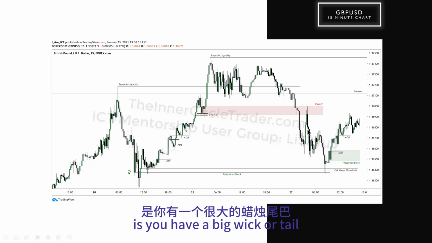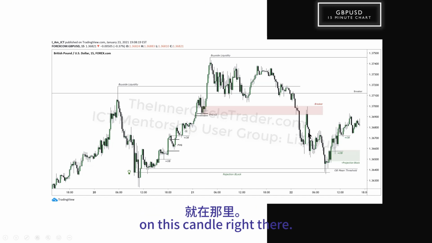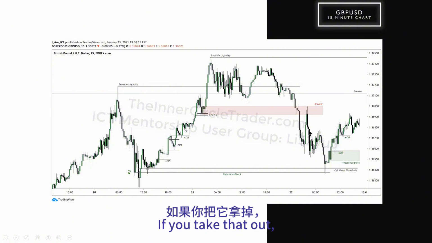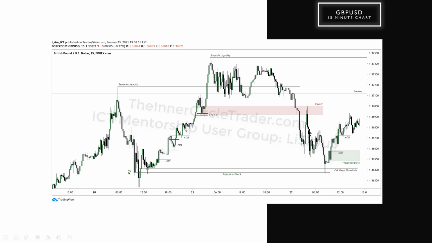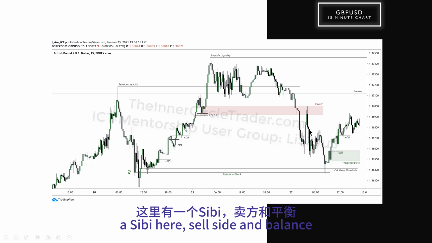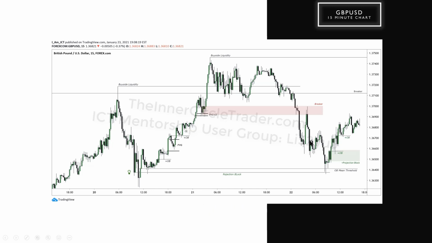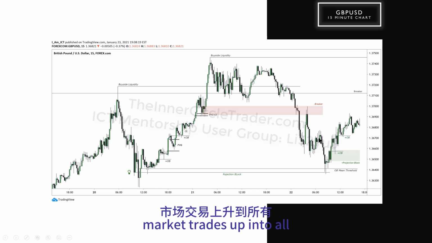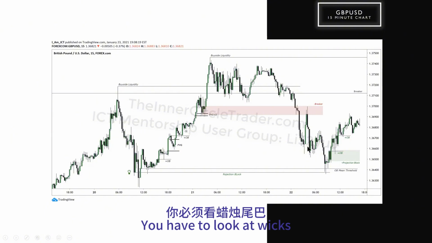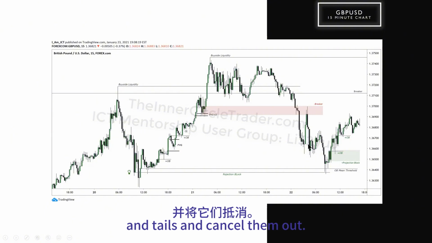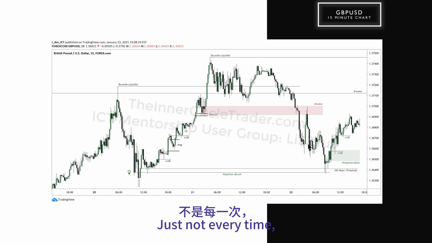Well, what you have here is a big wick or tail on this candle right there. If you take that out, just imagine that not being there and just focus on the body, okay? You have a SIBI here, a sell side imbalance, buy side inefficiency. Market trades up into all of this and it runs lower. You have to look at wicks and tails and cancel them out. Just not every time, but within the context.